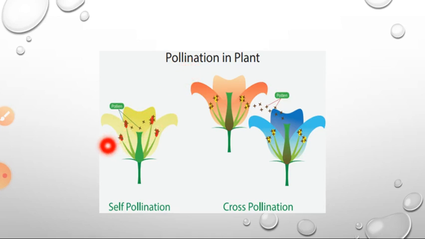Pollen grains reaching the stigma in the same flower, or a different flower of the same kind, is called self-pollination. But in cross-pollination, the pollen grains reach the stigma of another flower of the same kind. Suppose the flowers are different and of a different kind, what will happen? There is no pollination process, so they are called non-pollinated flowers.